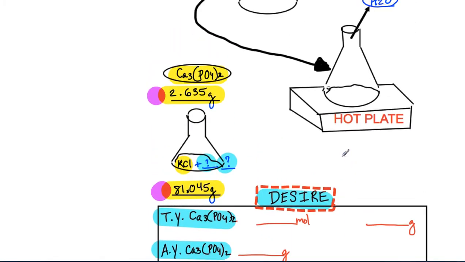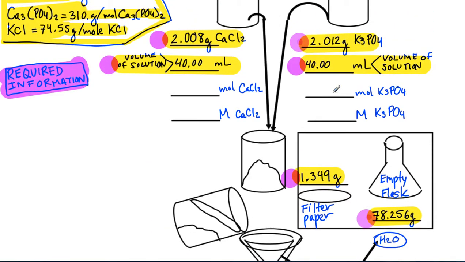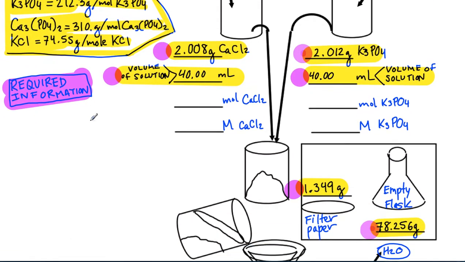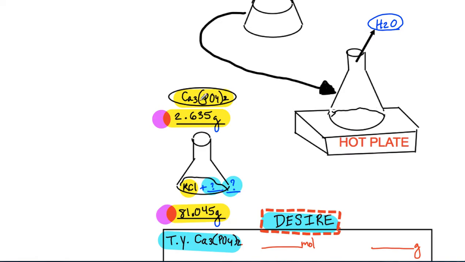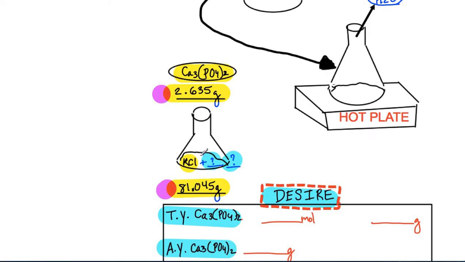Not only did I give you all of the required information, but I also gave you all of this extra information. I balanced the reaction for you. I gave you the molar mass of everything. And I even told you what was on top of the filter paper. Hopefully that's obvious that it's calcium phosphate, but I told you that it was calcium phosphate, and I gave you one of the ions, one of the salt compounds, I should say, that are in the flask.